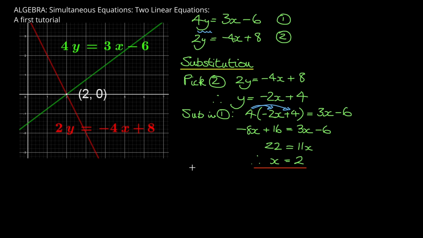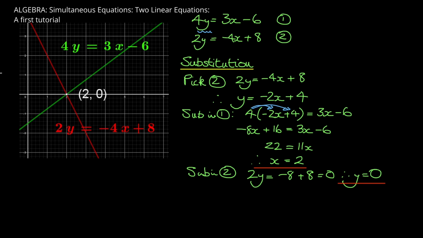So all I've now got to do is substitute x is equal to 2 into either of these two equations, just as I did before. Let's choose equation 2. And what do we get? 2y is equal to, this is 2, so it's negative 8 plus 8, and that equals 0. Therefore, y equals 0. And that's the second answer we require. We've solved those two simultaneous equations.